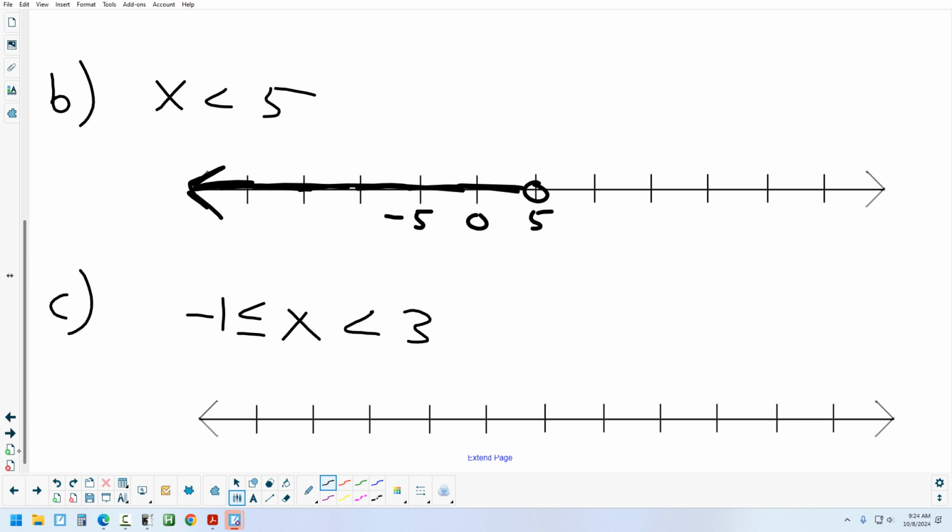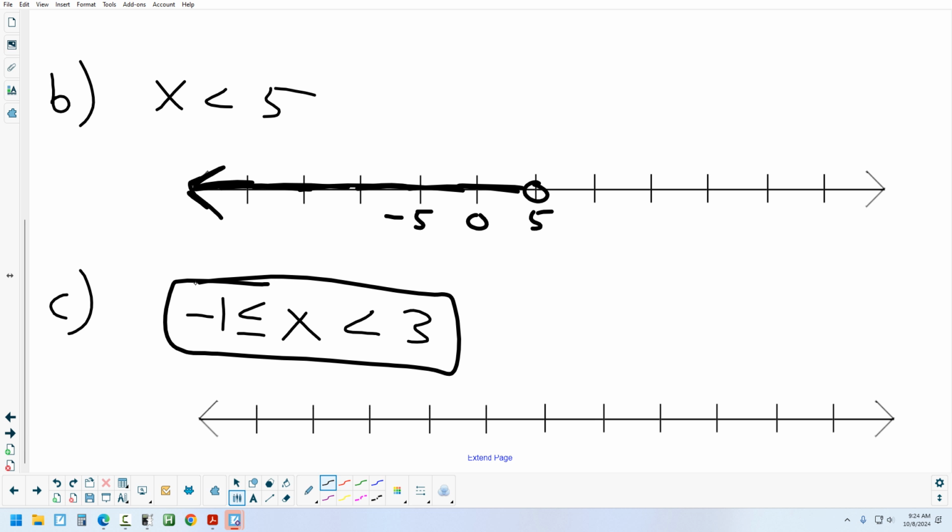All right, let's try this one. This one is a conjunction. Okay. When you have a conjunction, the word and is hidden in that format. You just have to know when you read it, that's how you read it. X is greater than or equal to -1, and x is less than 3. All right, so let's set that up.